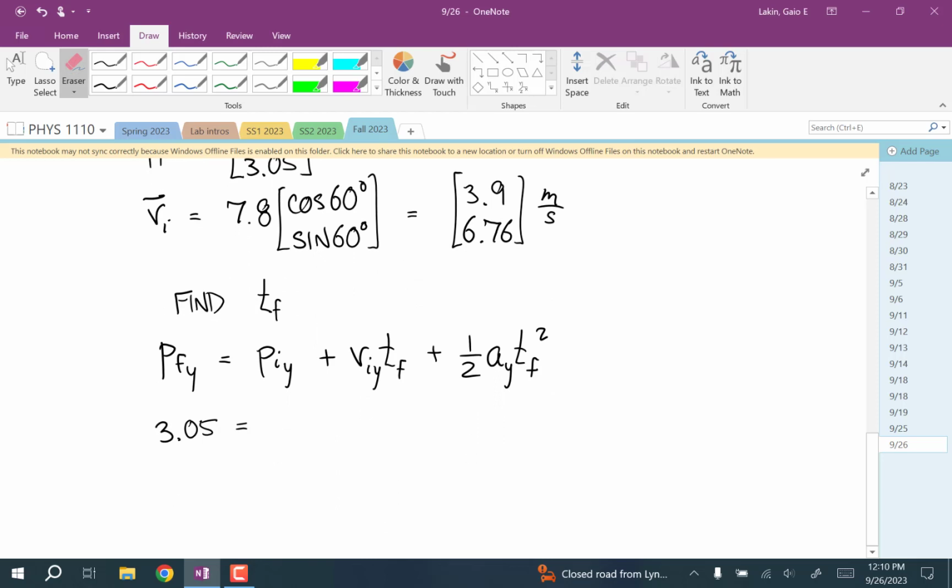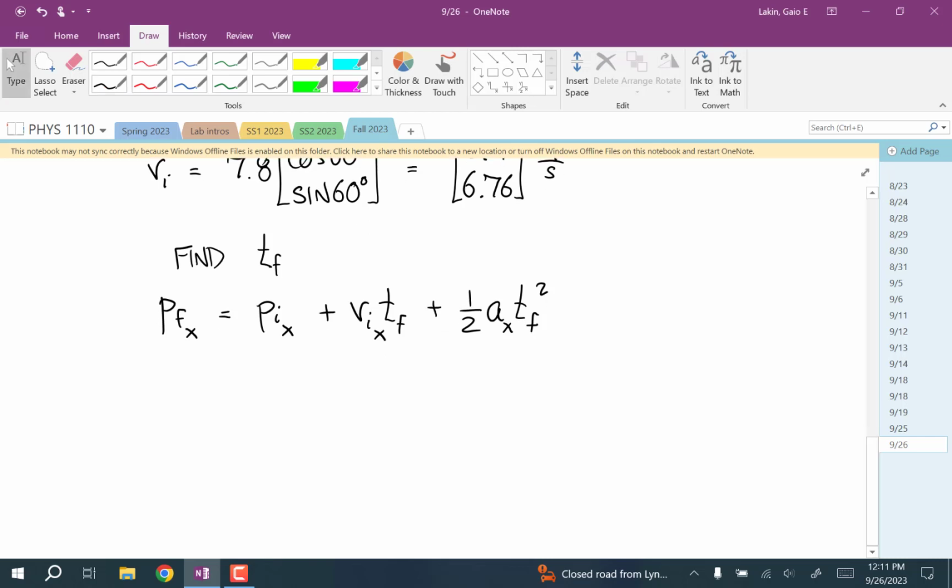Does it matter if you use the Y or the X? Yes, it does. So usually, most often you have to use Y, but in this case we're going to have to use X. You're exactly right. So PFX is equal to PIX plus VIXTF plus 1/2 AXTF squared. Okay, so the thing that makes this problem hard is it's not using the usual relationships. They're kind of flipped around. But okay, this one should work.